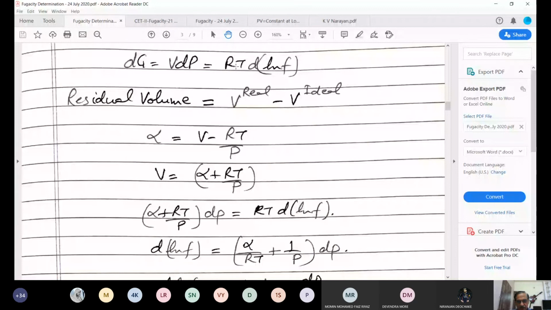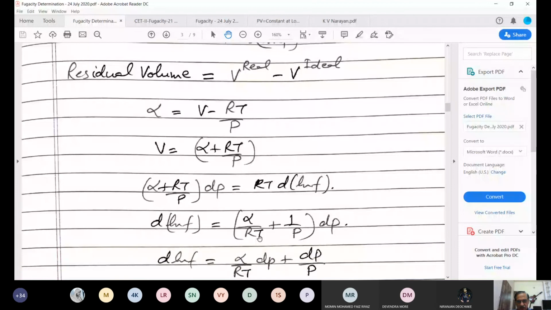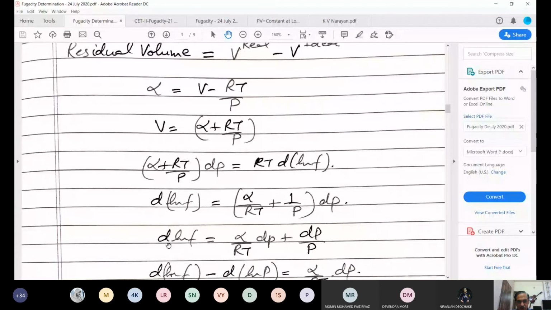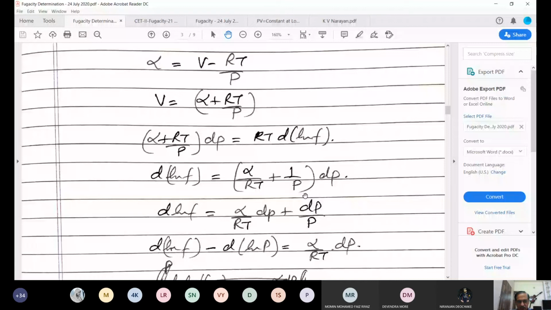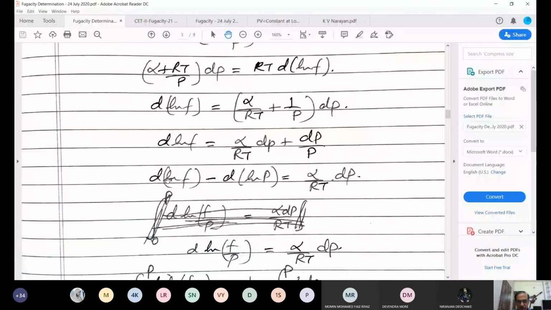RT dln f. So dln f becomes (alpha by RT plus 1 by P) into dP. So what you get is dln f is equal to alpha by RT into dP plus dP by P, and this is nothing but dln P. If you bring it on the left hand side, you get dln f minus dln P is equal to alpha by RT into dP, and we can write this as dln (f by P).